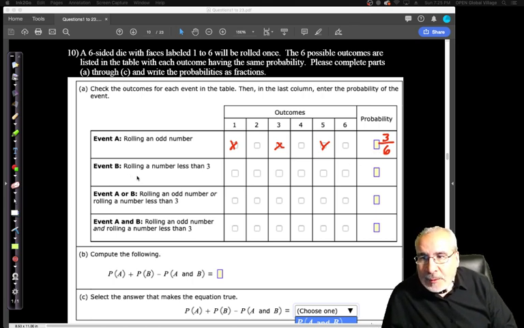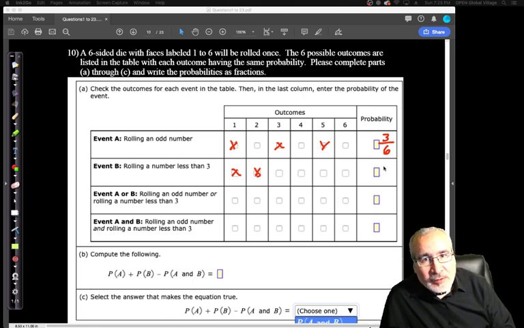Then B is rolling a number less than 3. Does 3 count? No, 3 is equal to 3, not less than. So all the numbers less than 3, that's just going to be 2 and 1. And so that's just 2 out of 6.